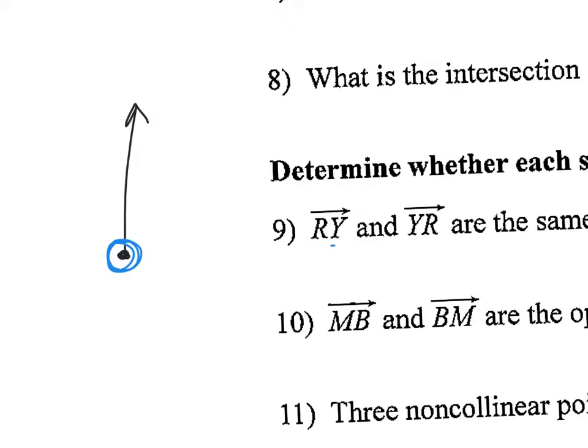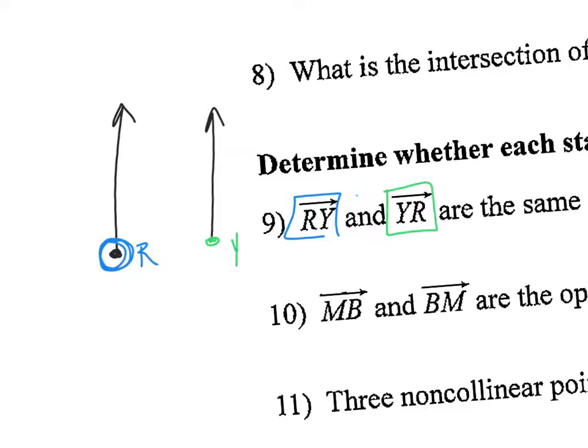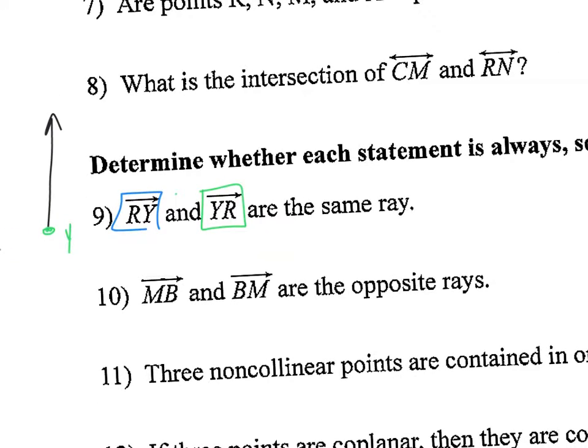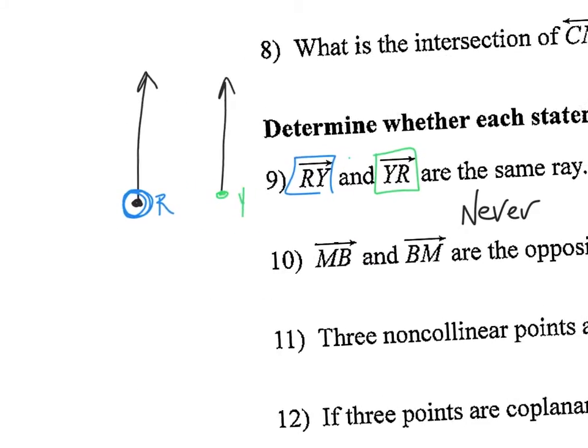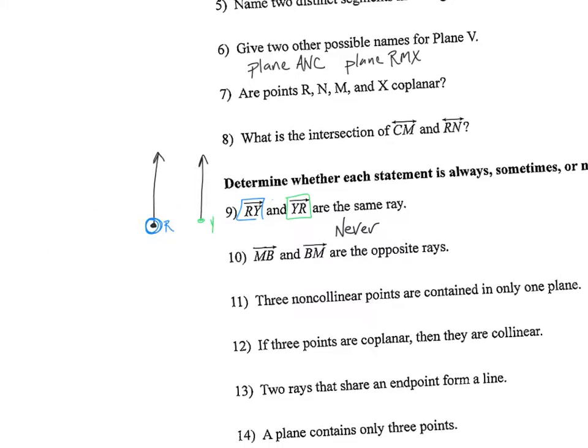So for example, RY, this endpoint has to be R. And the other ray, YR, since I'm starting with Y, this endpoint needs to be Y. Well, let's think about it. If this is R and that's Y, can these be the same ray ever? And the answer is no, they can't be. They have two different starting points. So no, they cannot be the same ray.